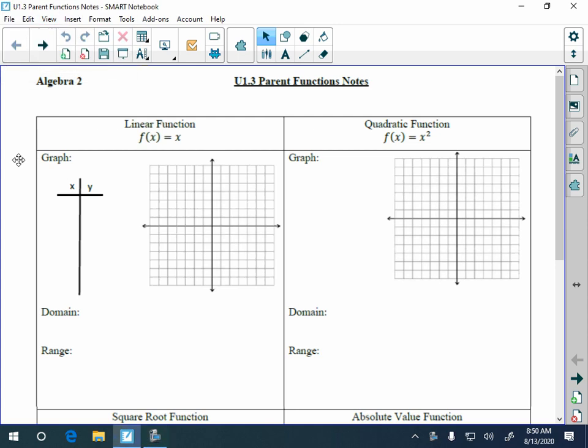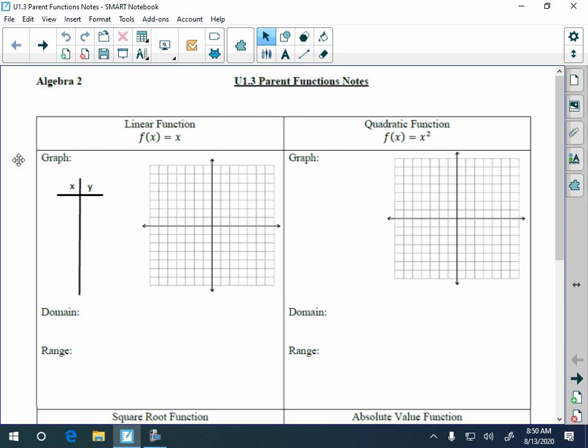So today we're going to look at Unit 1.3, and it's on parent functions. Parent functions are just basic functions: their equation, their graph, the most basic function that you can create for each of these different kinds of functions that we're going to talk about. So we're going to be looking at specific functions for Algebra 2. Some of them are going to be familiar, and some of them may be not so familiar to you.